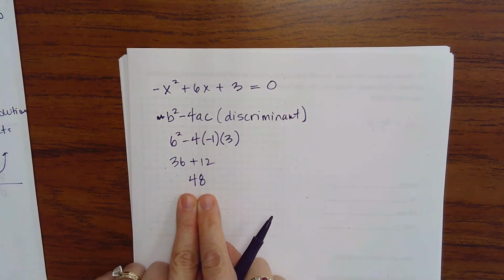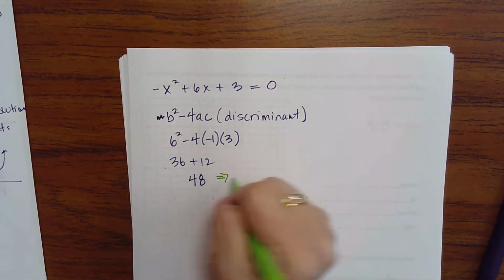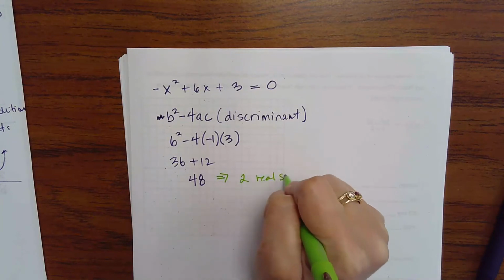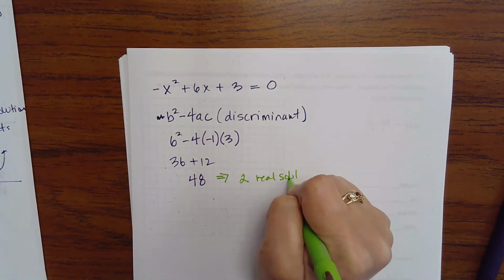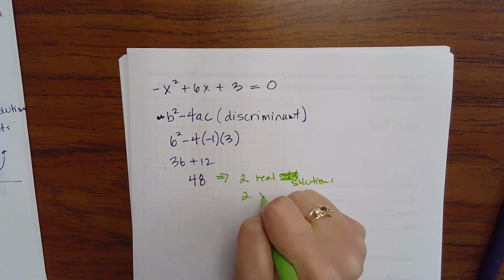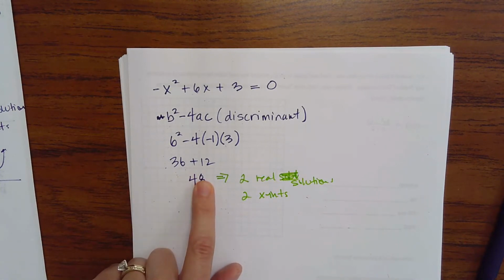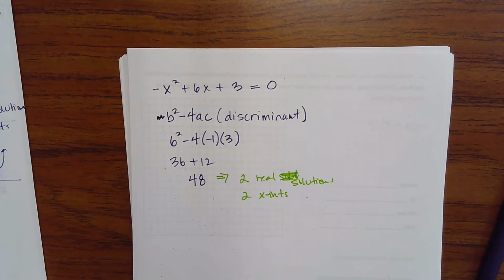To be really honest with you, I don't care what this number is. This number has really no bearing. The only thing this number tells me is if it's positive, like it is, this means I have two real solutions, and it means I have two x-intercepts. If it were negative, it would mean I'd have none. If it was 0, it would mean I have 1. So again, all we're looking for when we look at the discriminant is whether it has two, one, or none.